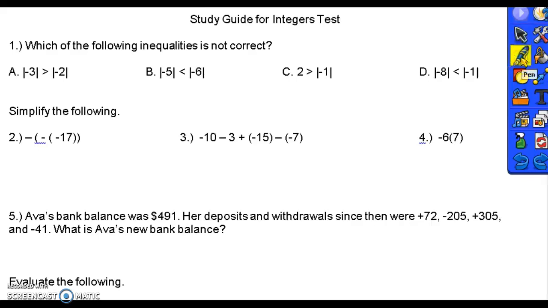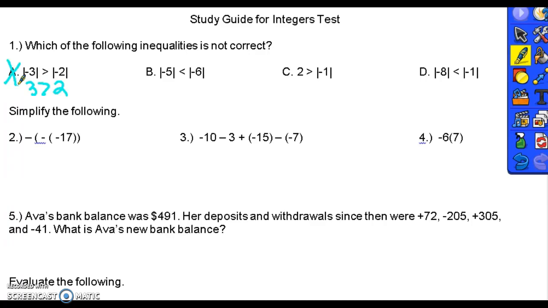Study guide for the integer test. Number 1, which of the following inequalities is not correct? So we want to simplify each of these numbers. We have -3. The absolute value of -3 is 3. The absolute value of -2 is 2. 3 is greater than 2, so that is correct. So that cannot be the answer to this question.